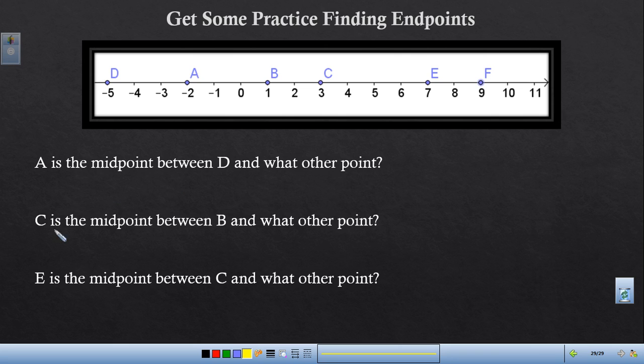Alright, the final problem, we have point E, which is 7, and C, which is 3. So E is the midpoint this time, so 7 is equal to 3 plus something, whatever that point is, over 2. Multiplying both sides by 2, 14 equals 3 plus P, and subtracting 3 from both sides, we get 11. So 7 is the midpoint between 3 and 11.